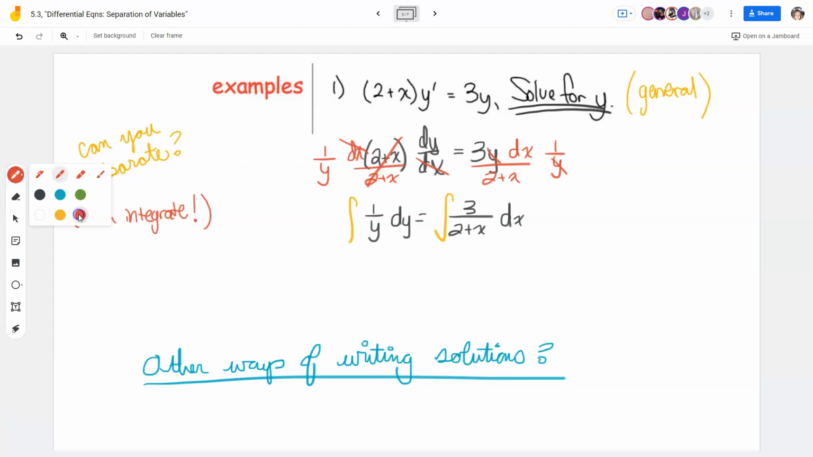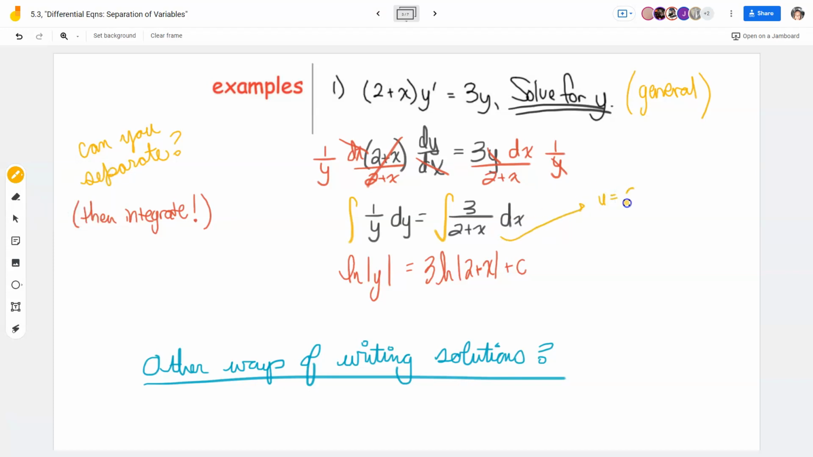Now, careful. Hopefully you guys would know the integral of 1 over y is ln of y. But how many of you are jumping to 3 ln of 2 plus x while completely and utterly ignoring what we did for an entire chapter called u sub? Would you have been okay this time by making that jump?